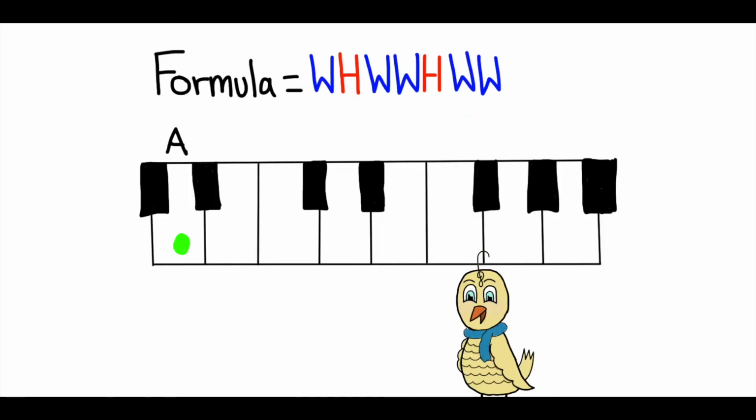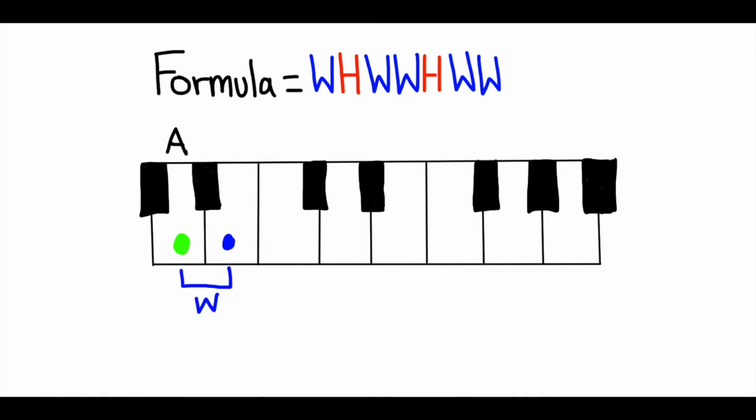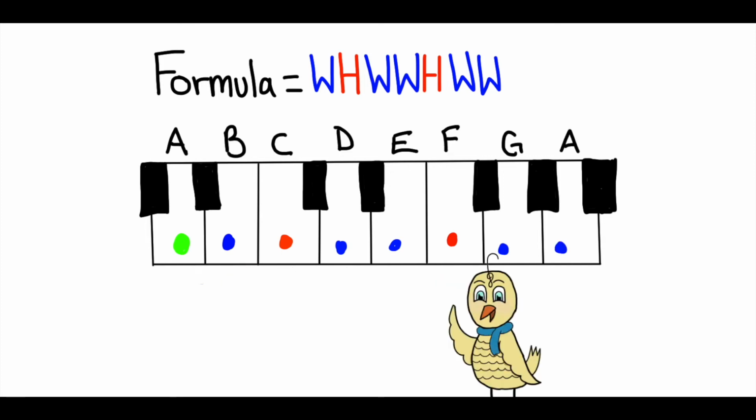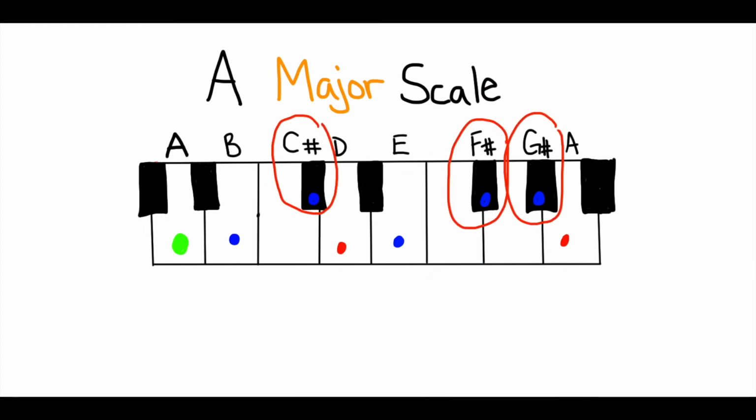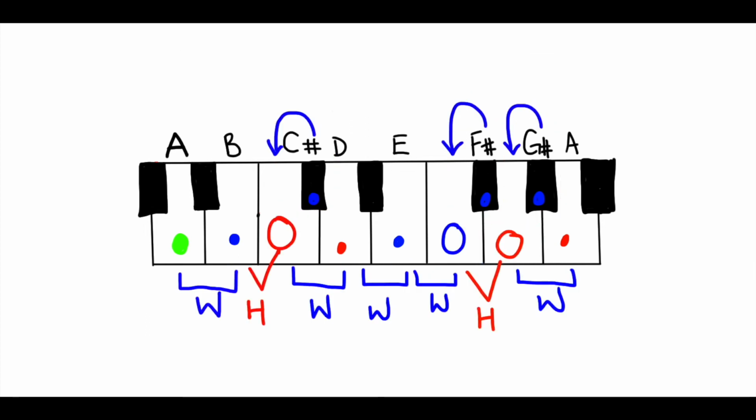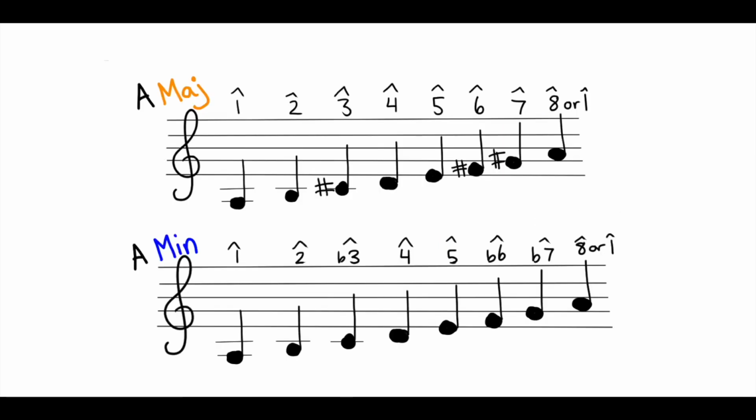Let's do one more natural minor scale starting on A. Let's follow the formula. Whole step, half step, whole step, half step, whole step, whole step. So these are the notes for an A natural minor scale. The A major scale has 3 sharps, but they're all lowered by a half step when it follows the A natural minor formula. So this is what it would look like notated compared to the A major scale.